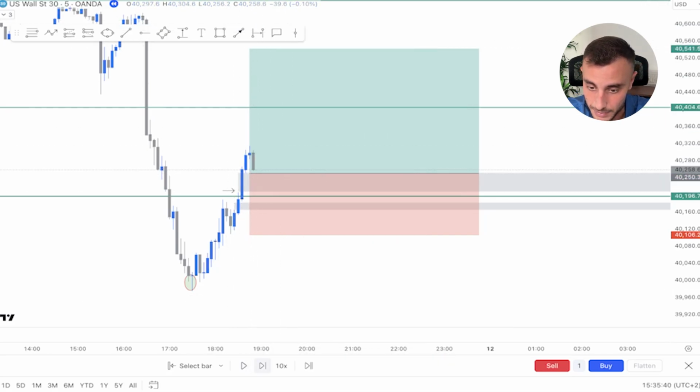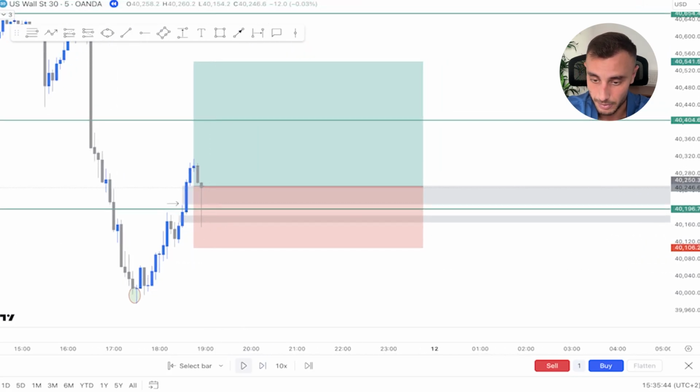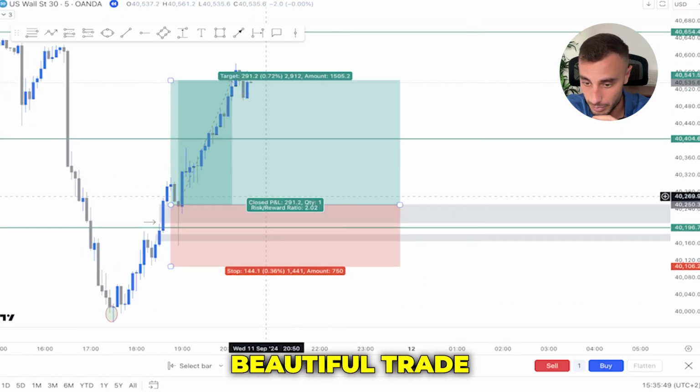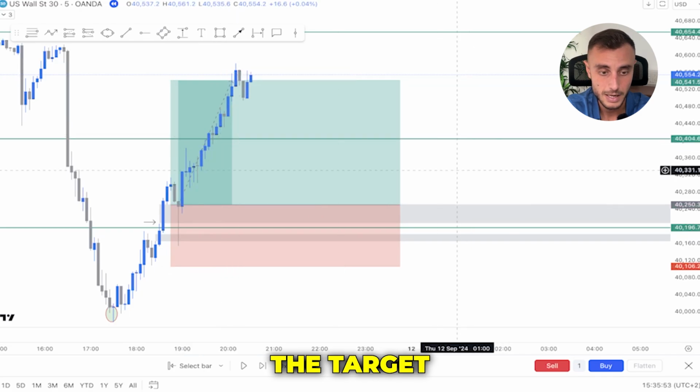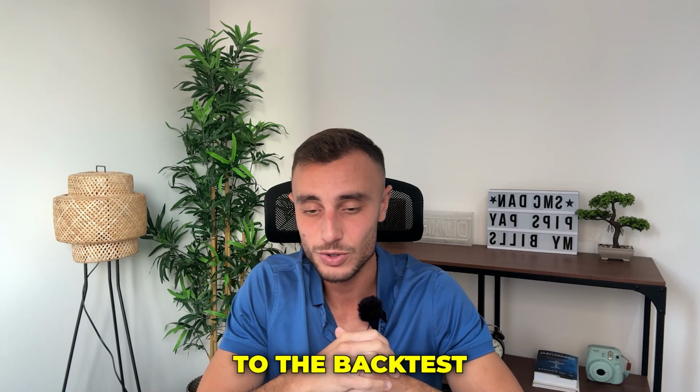So let's play the price. Right here, it triggered our entry. And now let's see how it played out. Let's play the price. And we can see it was a very beautiful trade. It triggered us and smashed the target. So these are pretty much the entry rules for this exact strategy. And now we are ready to hop onto the backtest.